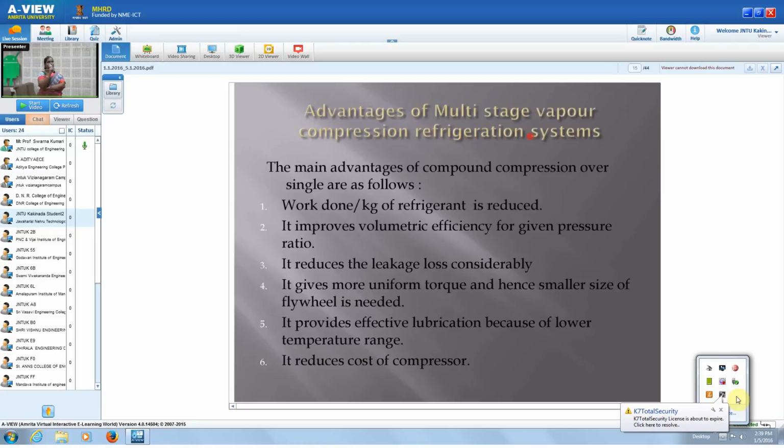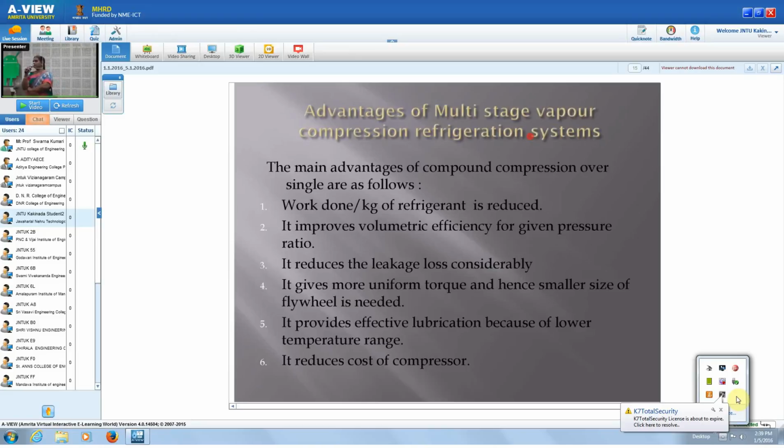So the main advantage of multi-stage compression systems is that the work done per kg of refrigerant is reduced. What we discussed is, if a number of compressors are used, the total work required for all the compressors will always be lower than the work required for a single compressor. And it improves the volumetric efficiency of a compressor for a given pressure ratio.